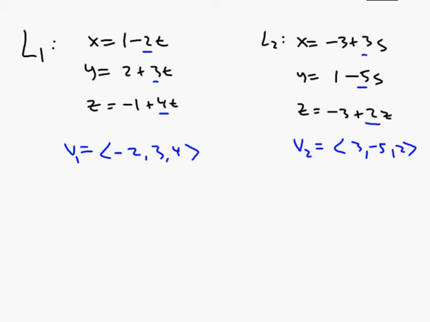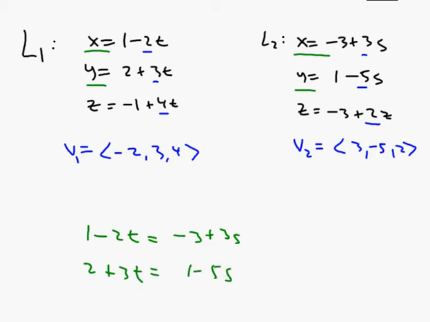They don't have a point in common. You can sort of show that quickly if you're interested by doing this. Let's pretend for the time being that they did. If they did have a point in common, that would mean that for an x value, so if they were going to cross, we could say that these x coordinates would have to be equal. So we get this equation, 1 minus 2t equals negative 3 plus 3s. And then the y values would obviously have to be equal also. So we get 2 plus 3t equals 1 minus 5s.